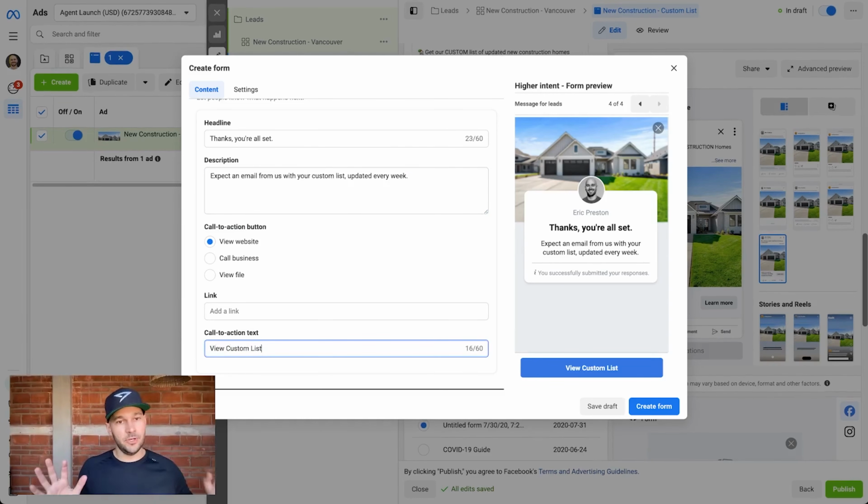There are a couple of ways you could do this. You can say, expect an email from us shortly with your custom list. And then from that, you have to connect this to your CRM and build an automation that fires out a custom list. The better way to do this, because you obviously want to connect this to your CRM too, and you want to start nurturing them.